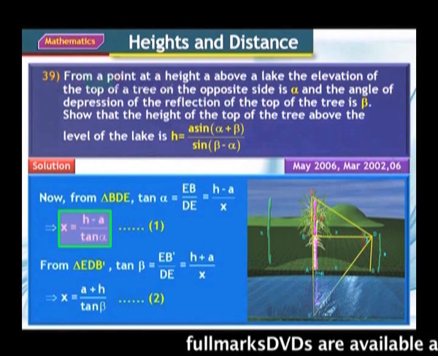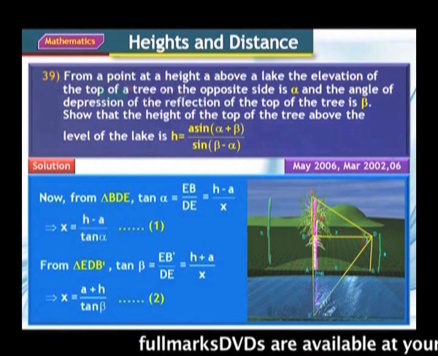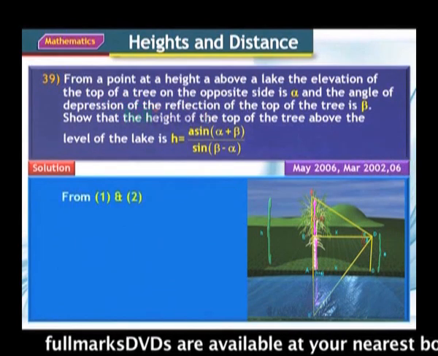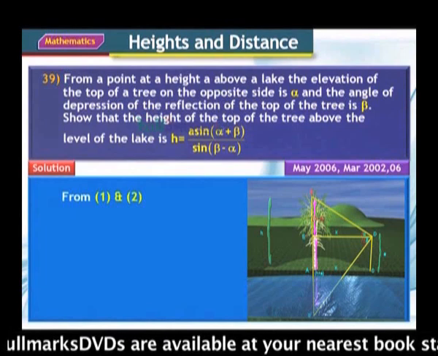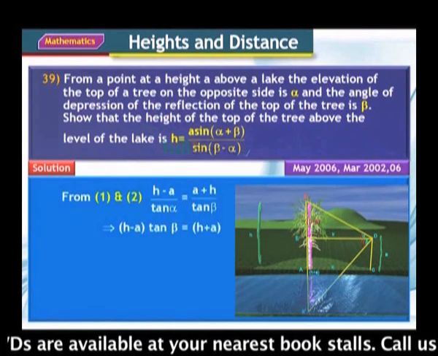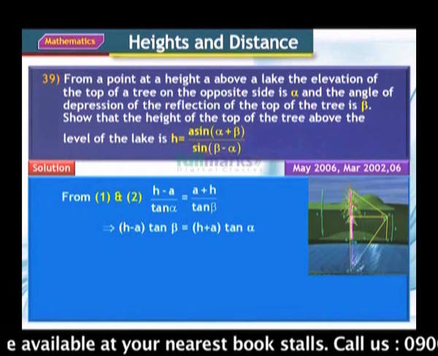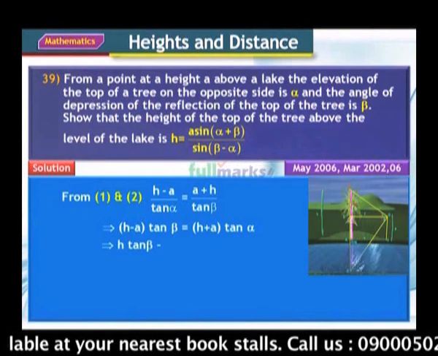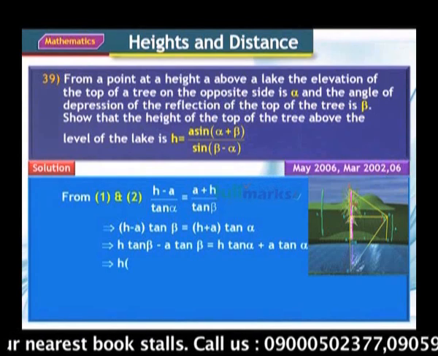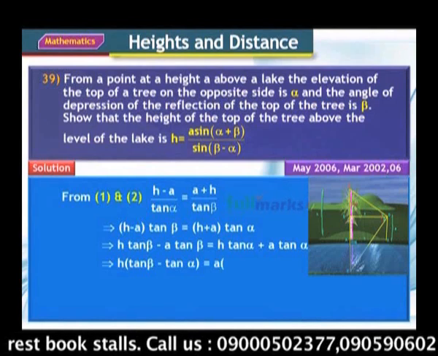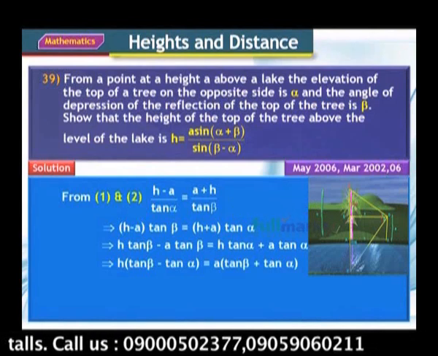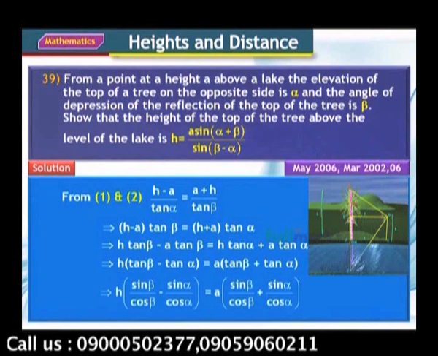So 1 mark for X equal to H minus A by tan alpha, 1 mark for X equal to A plus H by tan beta. From 1 and 2, why are 1 and 2 equal? Because both are equal to X. Equate them and simplify. H minus A by tan alpha equal to H plus A by tan beta. And eliminate here, H tan beta minus A tan beta equal to H tan alpha plus A tan alpha. Separating the variables, H into tan beta minus tan alpha equal to A into tan beta plus tan alpha. Writing tan beta and tan alpha in terms of sine and cos, and take LCM on both sides.